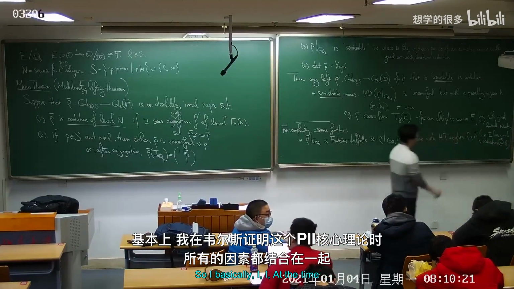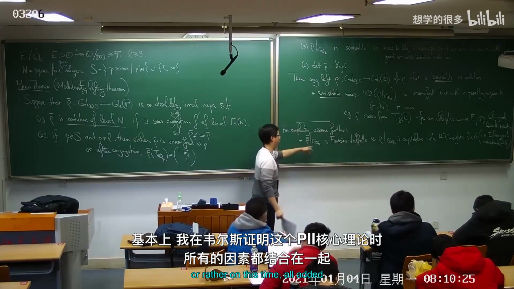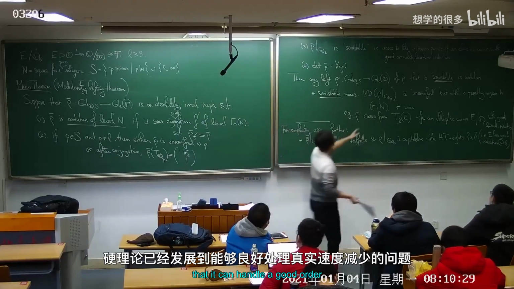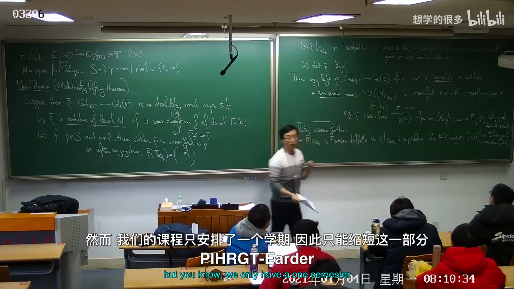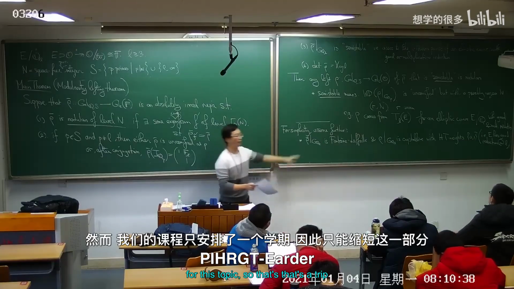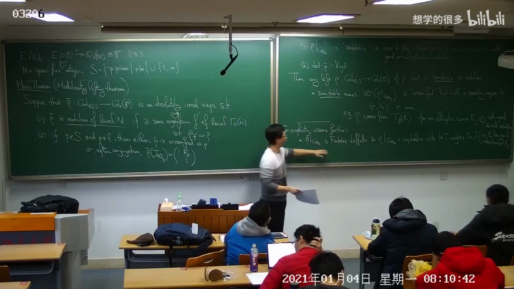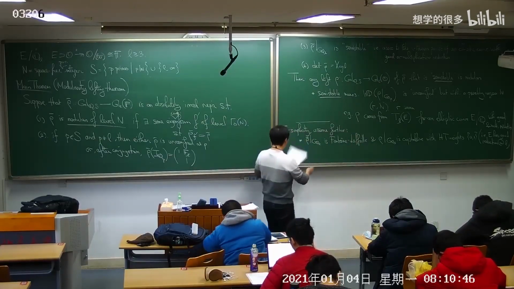Of course, at the time when Wiles proved this, the p-adic Hodge theory, or rather, at this time, l-adic Hodge theory, was developed to the point that it can handle good or multiplicative reductions. But we only have one semester for this course for this topic, so let's trim that part out, the p-adic Hodge theory part out, just to talk about the easiest case.